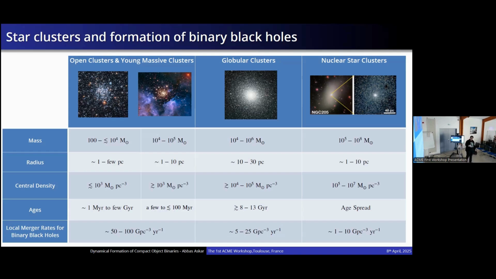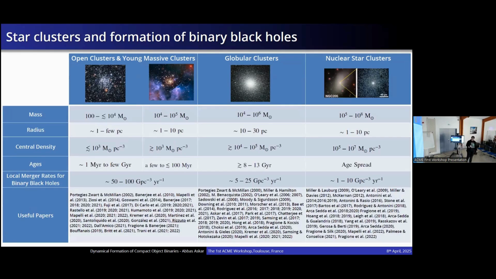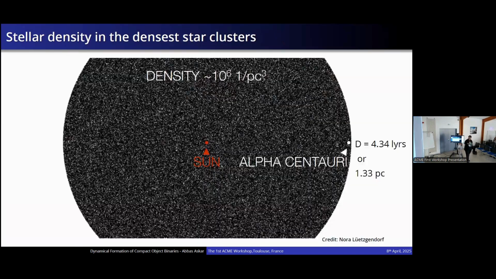At the bottom here are local merger rate densities for binary black holes that come from these different dynamical sites. There's really a lot of work that has gone into deriving these rates and understanding the processes which go on. By no means is this an exhaustive list, but in these papers you can find the theory as well as the rates for these systems in terms of producing binary black holes. Most of the talk will focus on how to get binary black holes to assemble within these star clusters. Here, I just wanted to give you an idea about the central density of such systems.